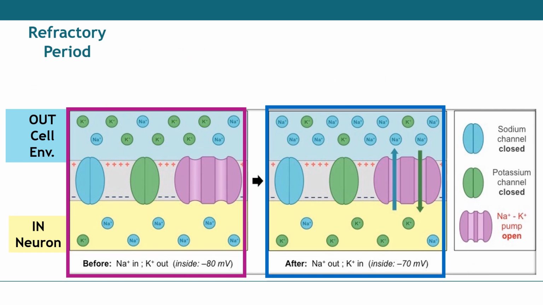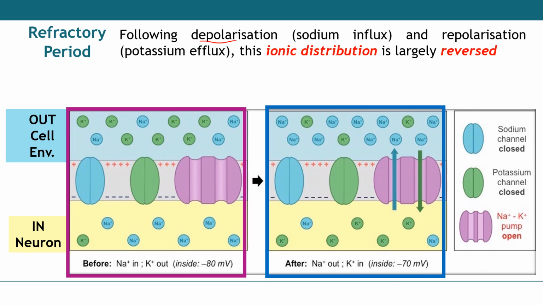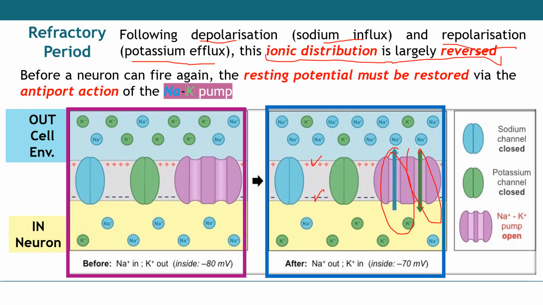And if you remember, in the beginning during depolarization, we have sodium influx, and then during repolarization, we have potassium efflux. So right now what we have to do is to fix this ionic distribution because it was reversed. Although we had the correct charges, we definitely needed to bring those ions to the correct distribution, and for that we need this sodium and potassium pump that will restore the resting potential to the initial conditions.